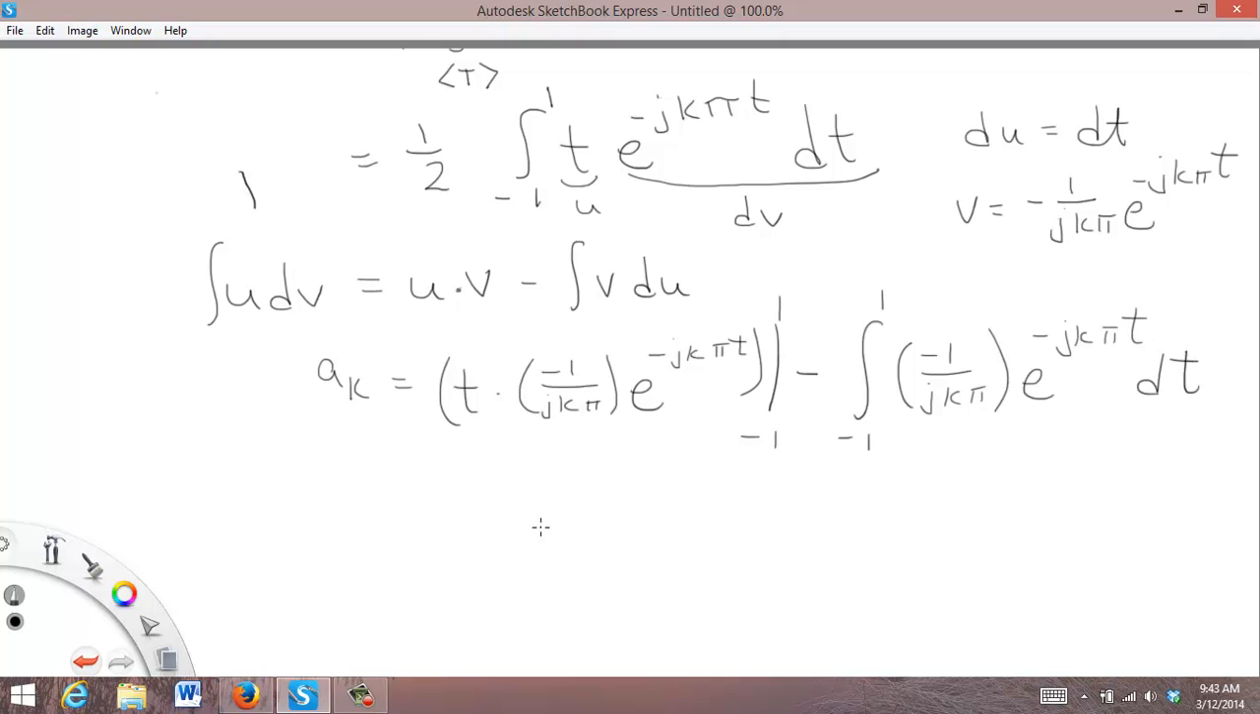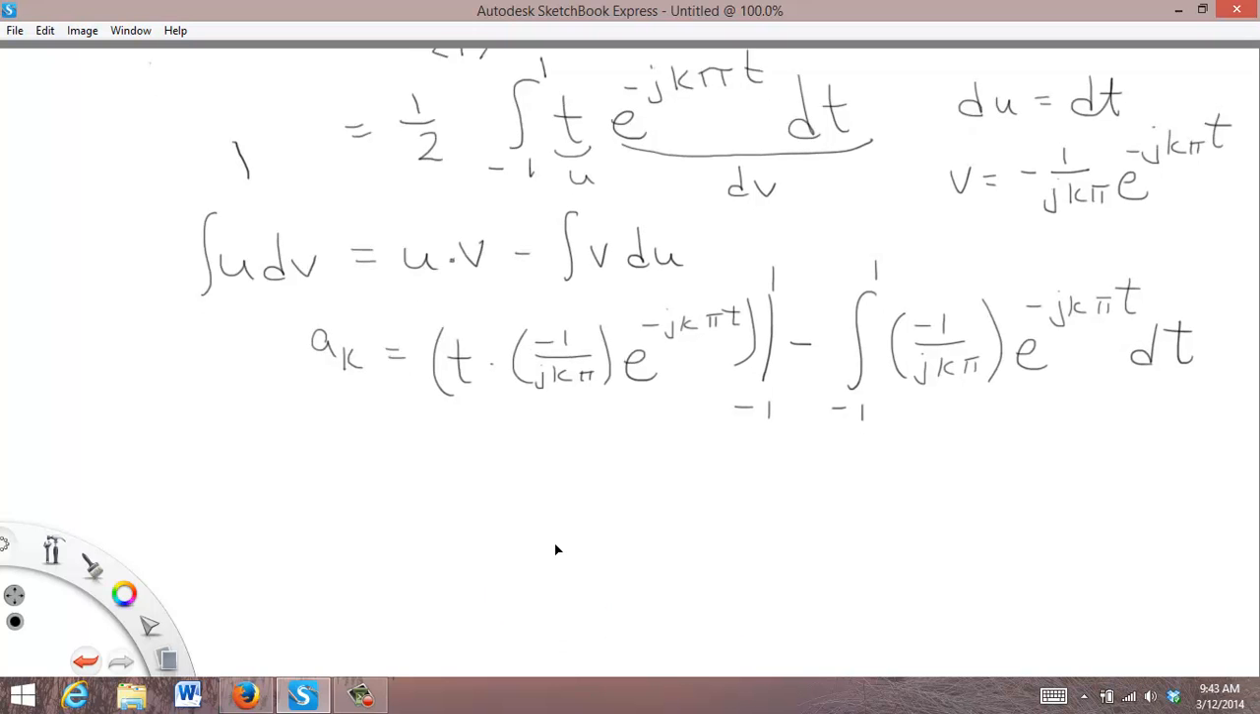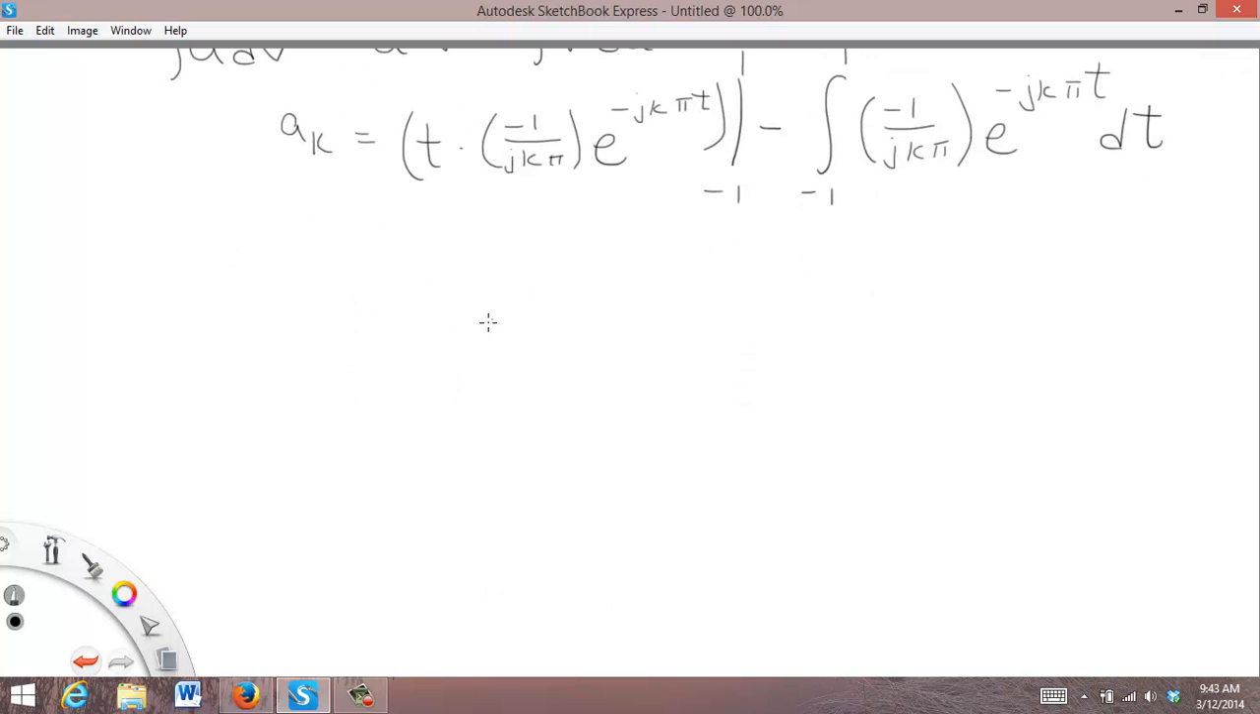Alright, so now, move this up a little bit again. Now I have to evaluate this. So evaluating it at the upper limit, I'm sorry, I forgot a very important thing here. We have to have 1 over T, which is 1/2, times this whole thing. Otherwise I'll mess up.